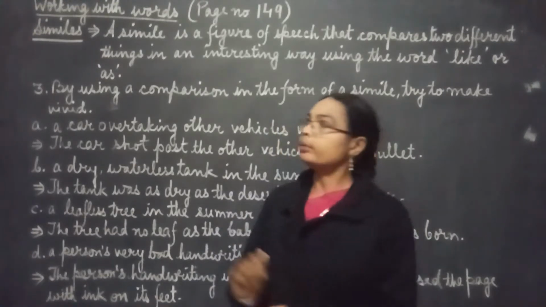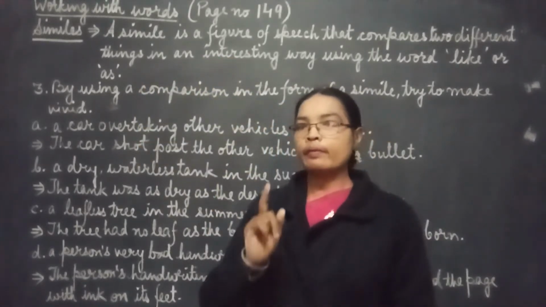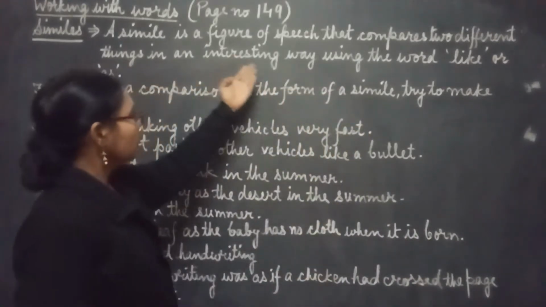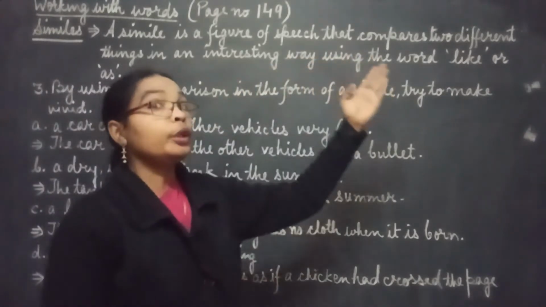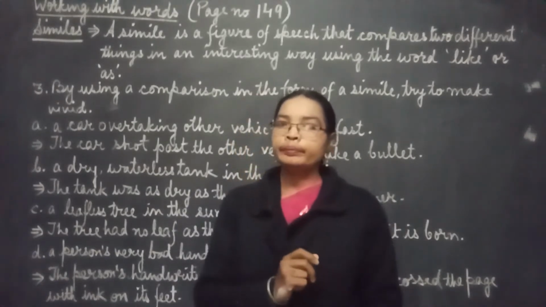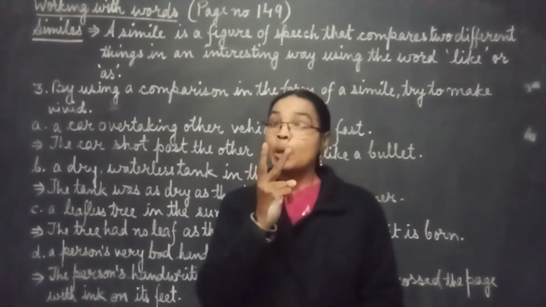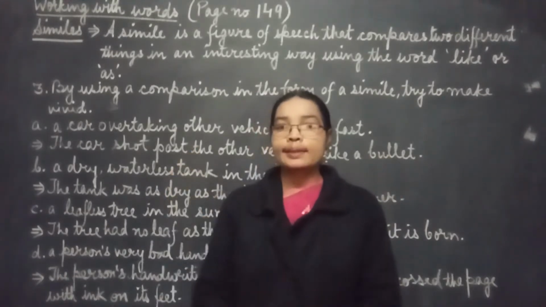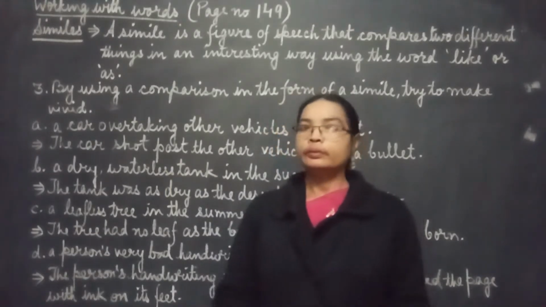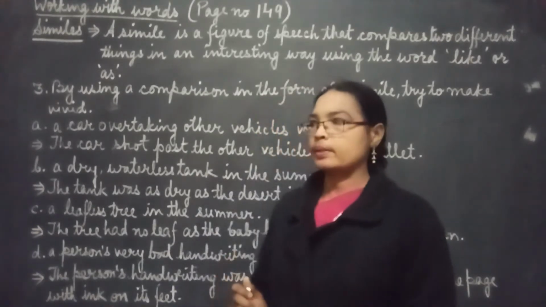Again we'll see what is given here. A simile is a figure of speech. That is our first point. It compares two different things. Now, two things are there. They are not similar, but we have to make them similar by using like or as. In which way? In an interesting way. So, let's step into our exercise.